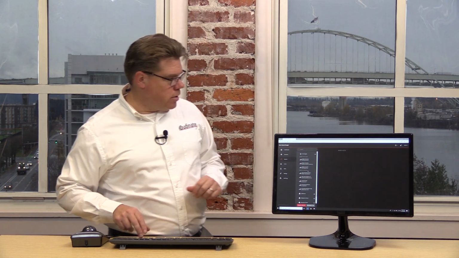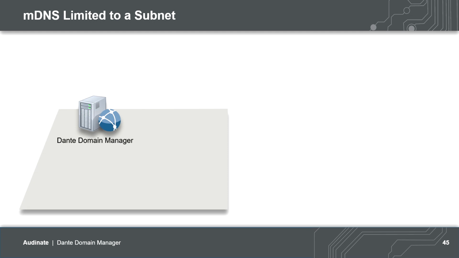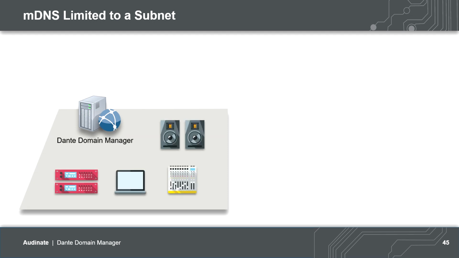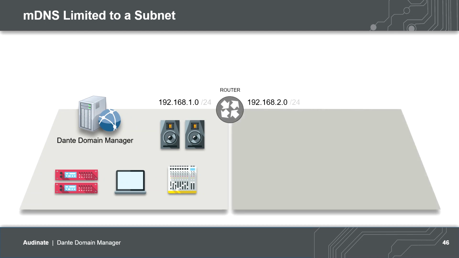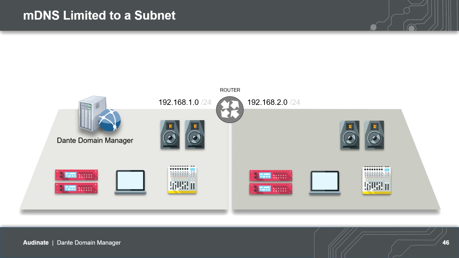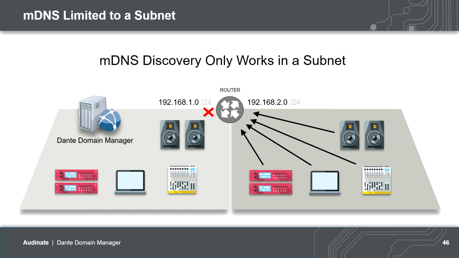Let me explain. Here we have a VLAN with Dante Domain Manager and our Dante devices. Dante Domain Manager, just like Dante Controller, can use mDNS for discovery, but this will only discover devices within its own subnet. If we add another VLAN to the network, we'll need a router to get traffic from one subnet to the other. When Dante devices in this subnet try to use mDNS for discovery, it won't cross the router. The little m in mDNS stands for multicast, and multicast does not cross a router.